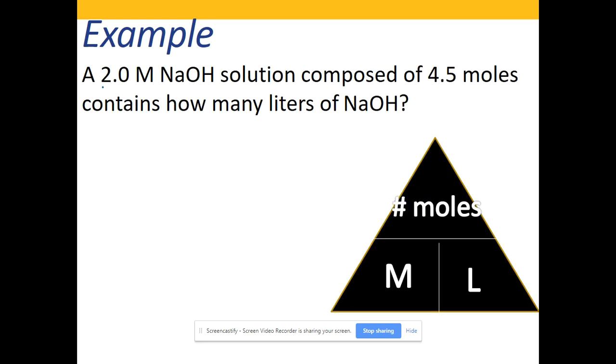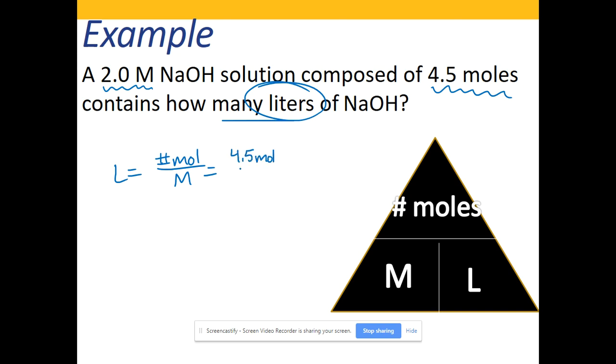In our second example, they tell us that we have a 2 molar sodium hydroxide solution that has 4.5 moles, and it's asking us how many liters of the NaOH solution do we have. So for this one, since we are solving for liters, we are going to have moles on top, and we are going to have molarity on the bottom. The problem tells us we have 4.5 moles and 2.0 molar. 4.5 divided by 2.0 gives us 2.25. Since we're solving for L for liters, our unit is going to be L as well.